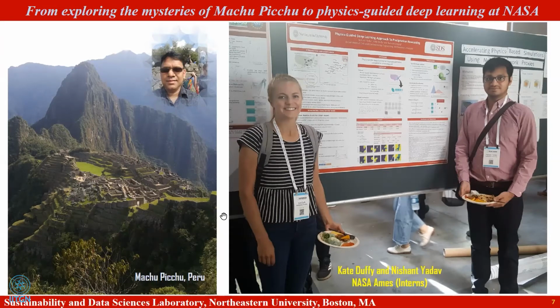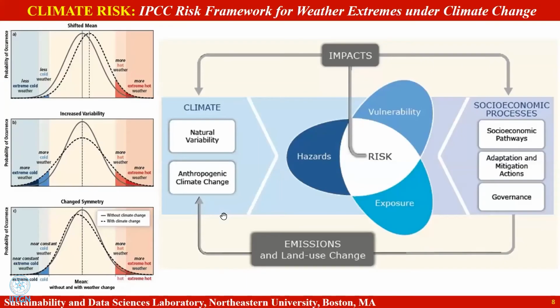On the right are two of my current PhD students, Kate and Nishant, and they are working in physics-guided deep learning for a variety of things from weather and climate and ecology, etc. Kate is an intern at NASA. Nishant will become an intern soon, and Kate, once she finishes, will join NASA like one of my former students.